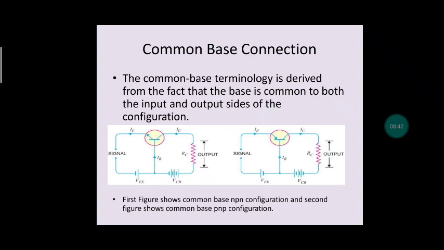Here IE denotes the emitter current, IC denotes the collector current, VEE denotes the supply voltage to the transistor, VCB is the collector-to-base voltage given to the circuit, and RC denotes the collector resistance. The output is measured across the RC.